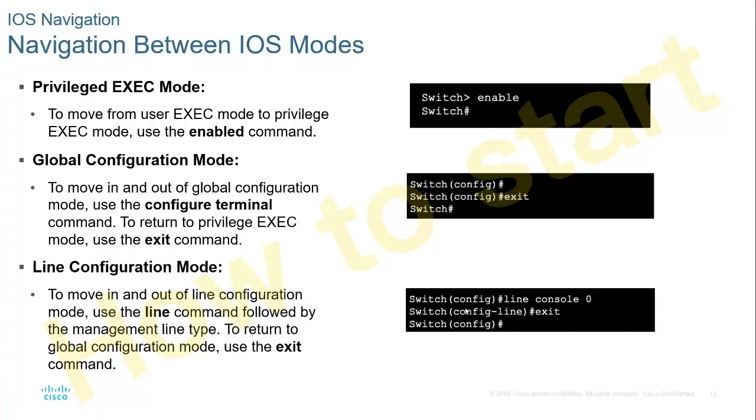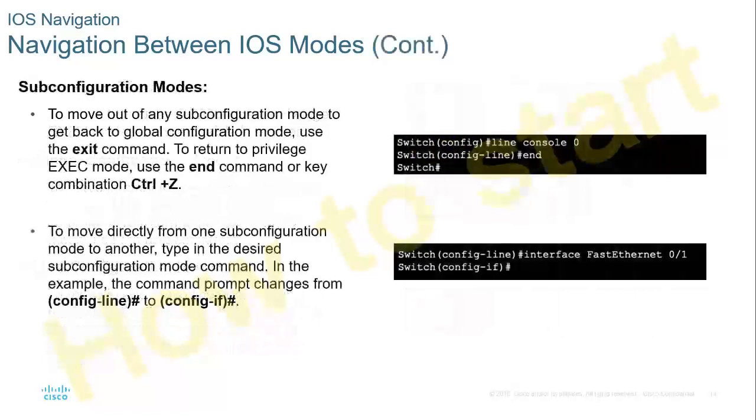Some commands can only be issued at certain locations. So depending on where you are located, are you in the config mode? Are you in the config-line mode? Are you in the config-if mode? Certain commands can only be issued in certain areas. So we do need to keep that in mind as we are talking about the navigation of the IOS. So again, learning basic line and console navigation.